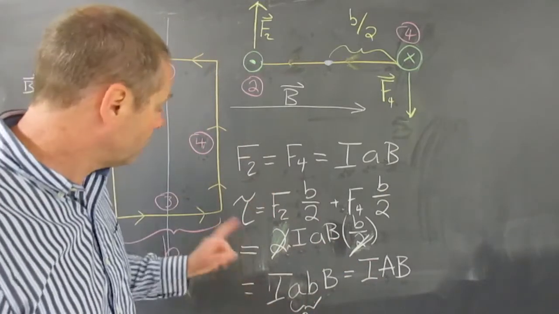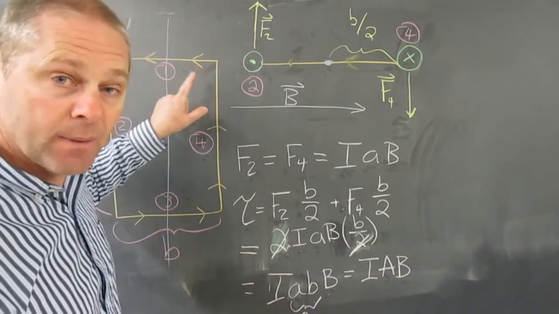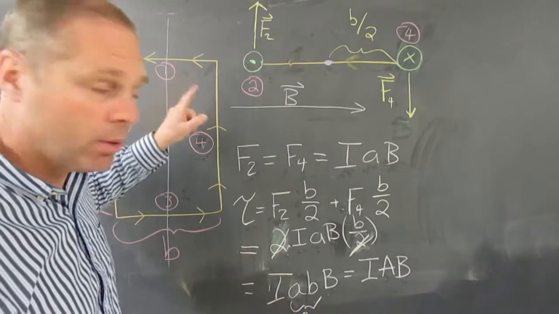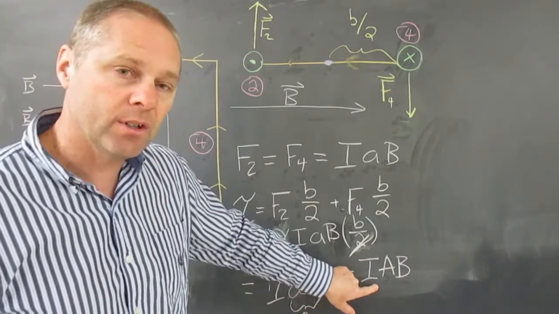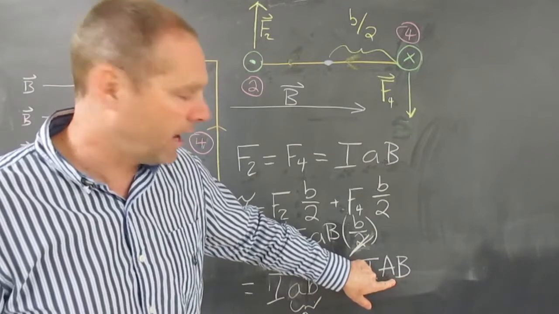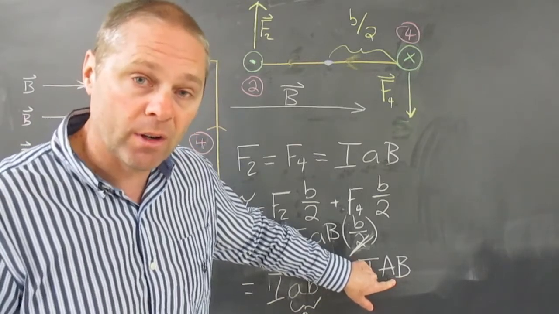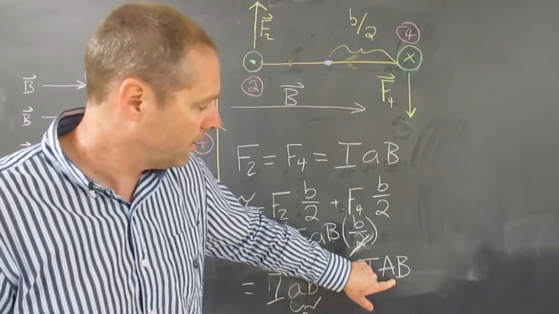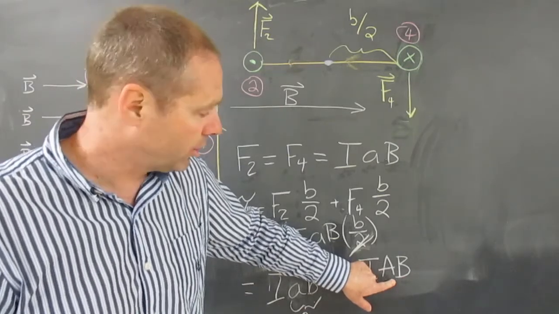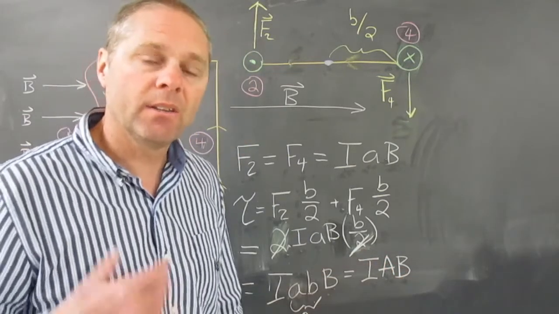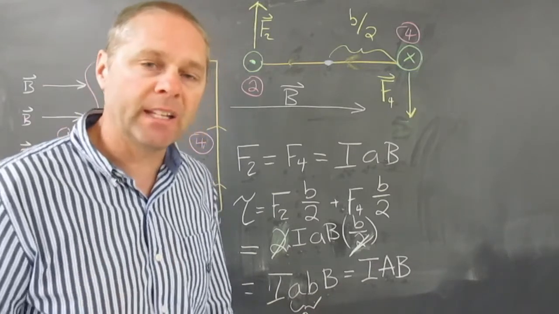Now, the total torque on this system, on a rectangular shaped closed loop, is going to be the current times the area of our rectangular coil or rectangular closed circuit times the magnitude or the strength of the magnetic field.